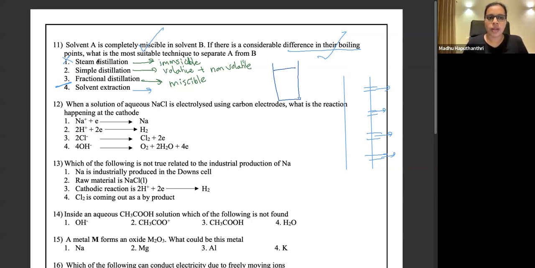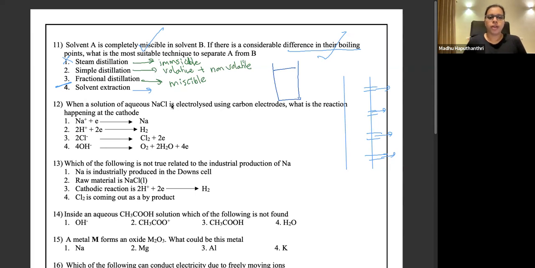Please tell me whether you all are clear with these key points. Steam distillation is going with what? Simple distillation, what is the concern? Fractional distillation, what is the concern? Solvent extraction, what is the concern? Okay. Then we'll take the 12th one.